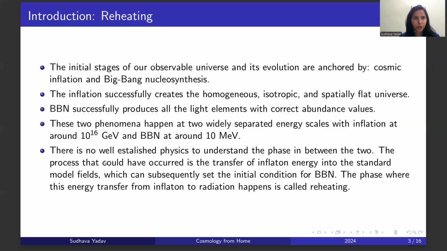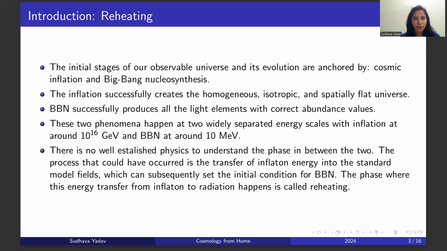So moving to the introduction part. The initial stage of our universe, that is the observable universe, and its evolution was governed by two basic phenomena: cosmic inflation and Big Bang nucleosynthesis. The inflationary phase came up as an aid to resolve the well-known cosmological problems of homogeneity, flatness, and monopole. Then the Big Bang nucleosynthesis successfully produces all the light elements with the correct abundance values.